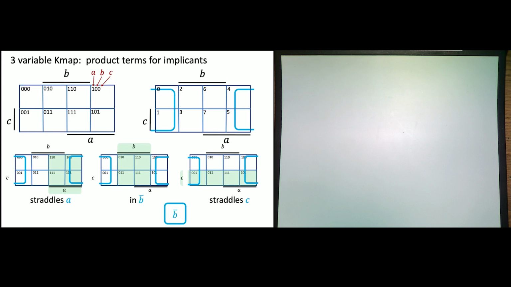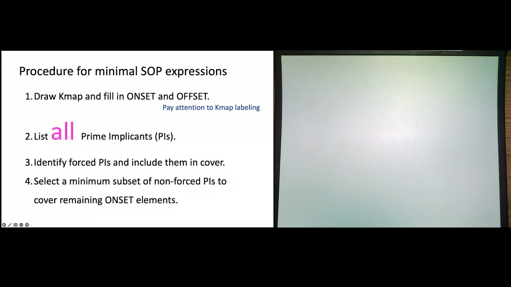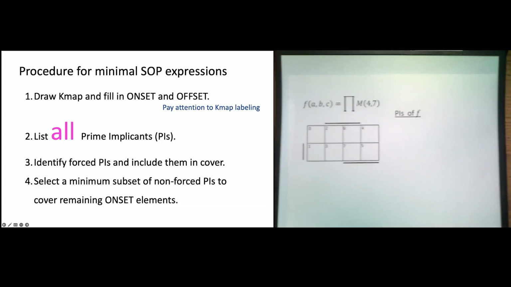If you draw a 3 by 1, you won't be able to come up with the product term for it. All right, so I think we're ready to run our first one. Let me put the procedure here. So there's our K-map.